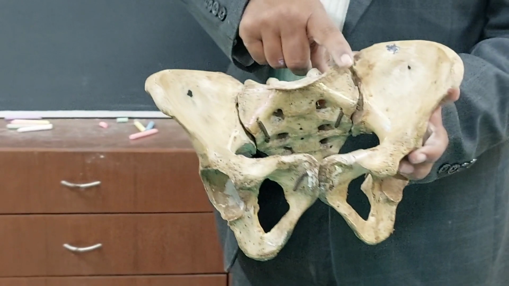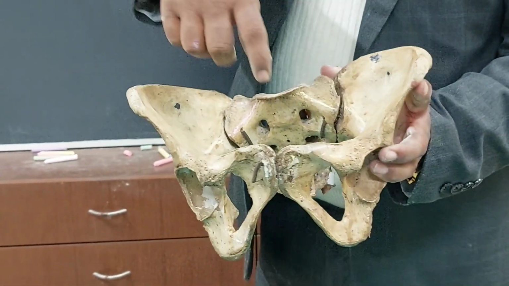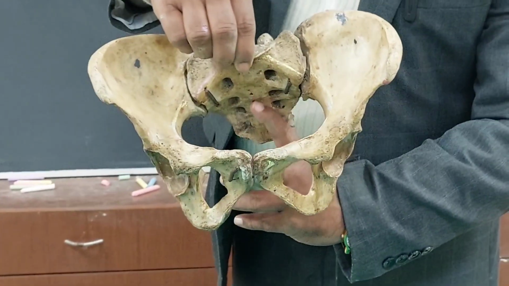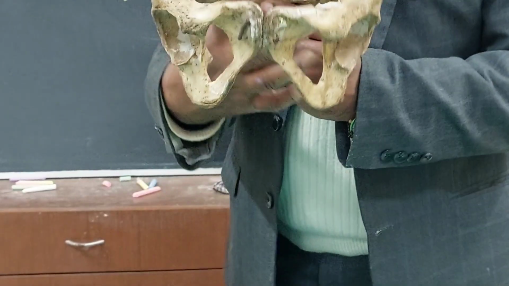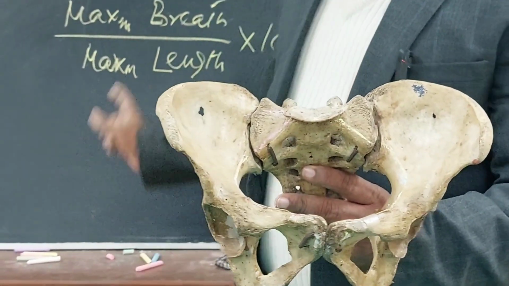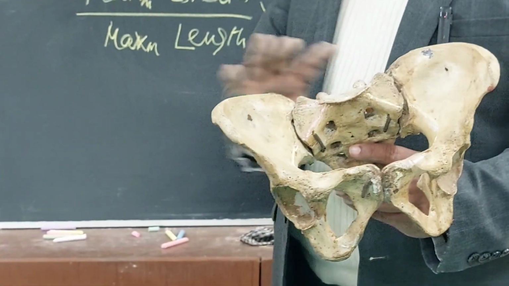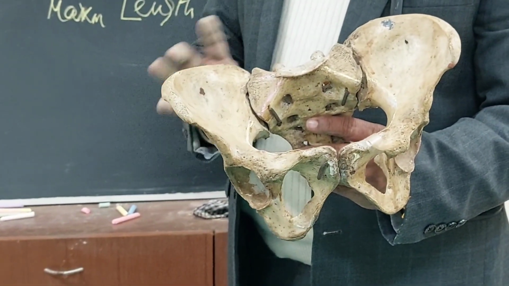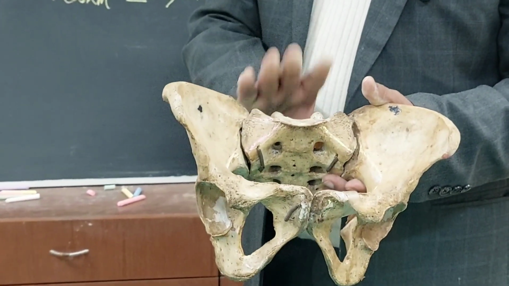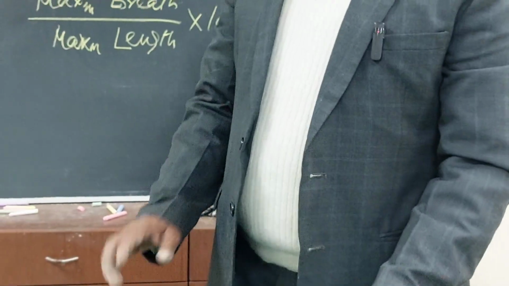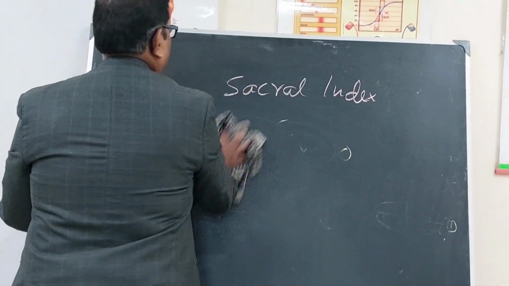Maximum breadth means this is the maximum breadth of the sacrum, this one. And maximum length means this is the maximum length of the sacrum, vertically. So this diameter divided by this diameter, times 100, is called the sacral index. When we discuss the different points on how to differentiate male from female pelvis, I will tell you the importance of the sacral index. So all these three are indices related to the bony pelvis.